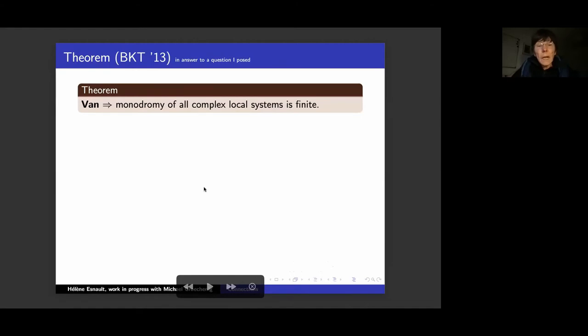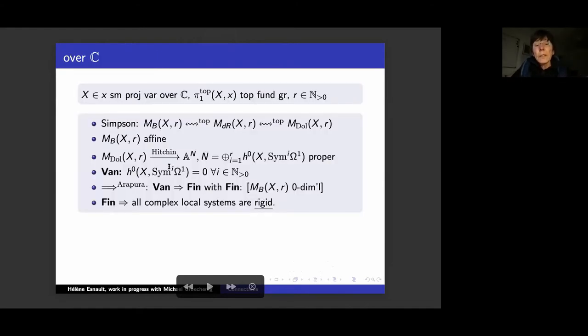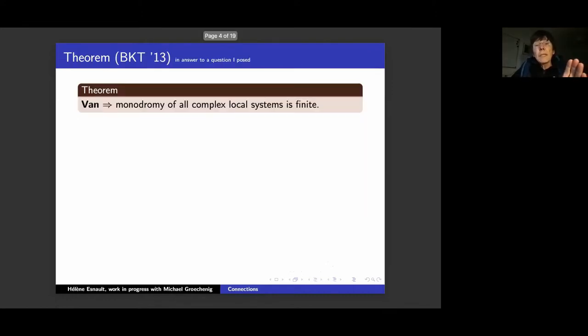And now what is not a priori clear: when you have this vanishing condition here, you have necessarily this finiteness condition, thanks to Simpson. But what does not follow directly from Simpson is a theorem of Brunebarbe, Klingler and Totaro from 2013, which is an answer to a question I myself posed. Is it that under this strong vanishing condition, that there are no symmetric differential forms, then in fact all complex local systems are finite? I mean, not only are they rigid because the whole moduli is zero dimensional, so we cannot deform them, but in fact the monodromy is finite.